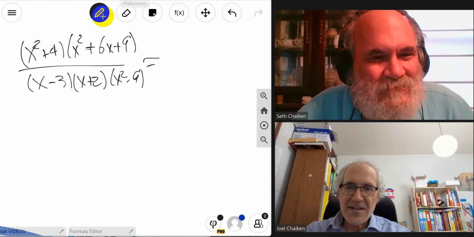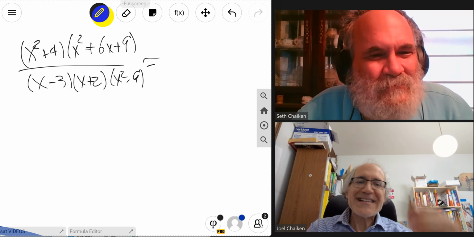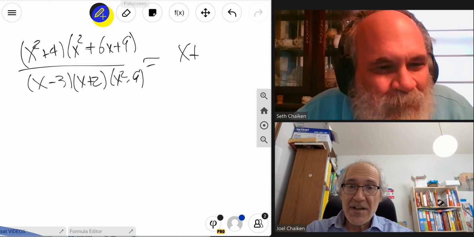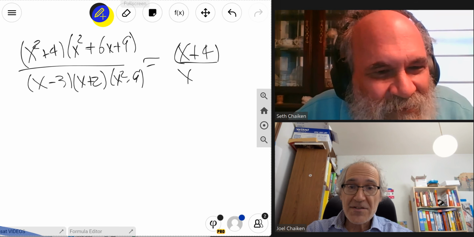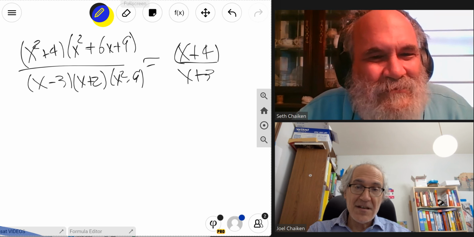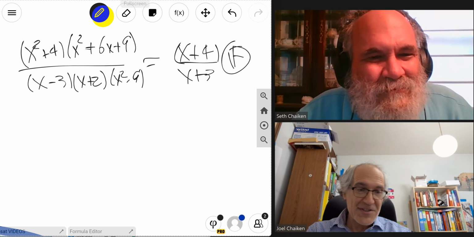Some crazy thing, right? And then the teacher tells you that this is... and let's say you simplify it. You do all your simplifications, and you get x plus 4 divided by x plus 3. And you have no idea how to check this. You could do what Seth did. This is obviously not true, I'm just really making this up.